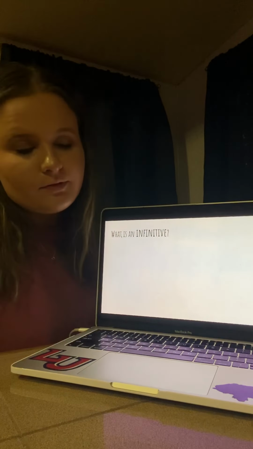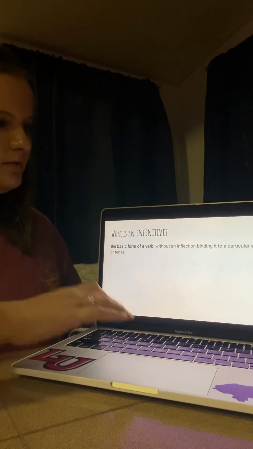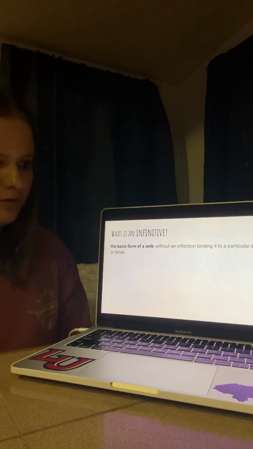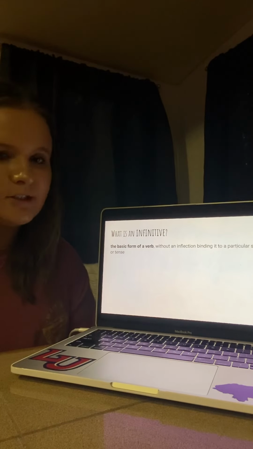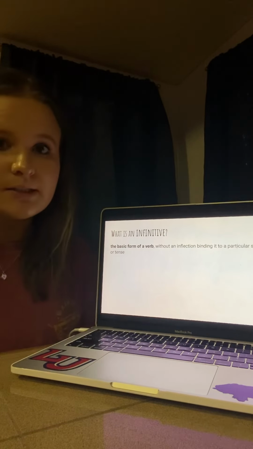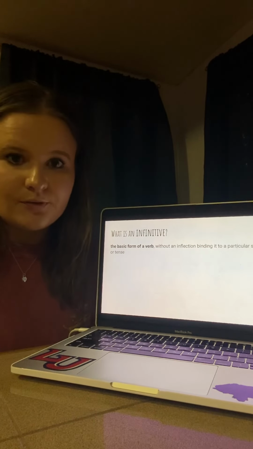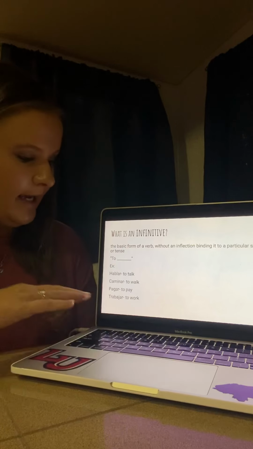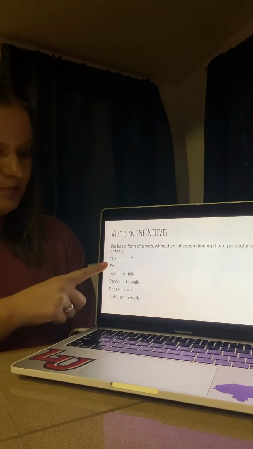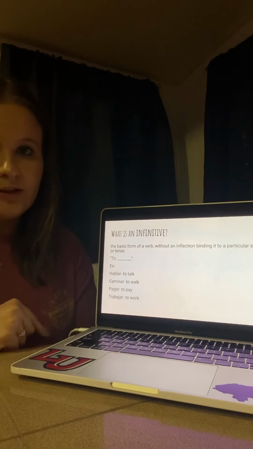First, before we can get into that, we need to know what an infinitive is. An infinitive, like we said, is those AR verbs. It's the basic form of a verb without an inflection binding it to a particular subject or tense. For AR verbs, like we're focusing on today, they will all end in AR, and it just means "to" and then the verb.